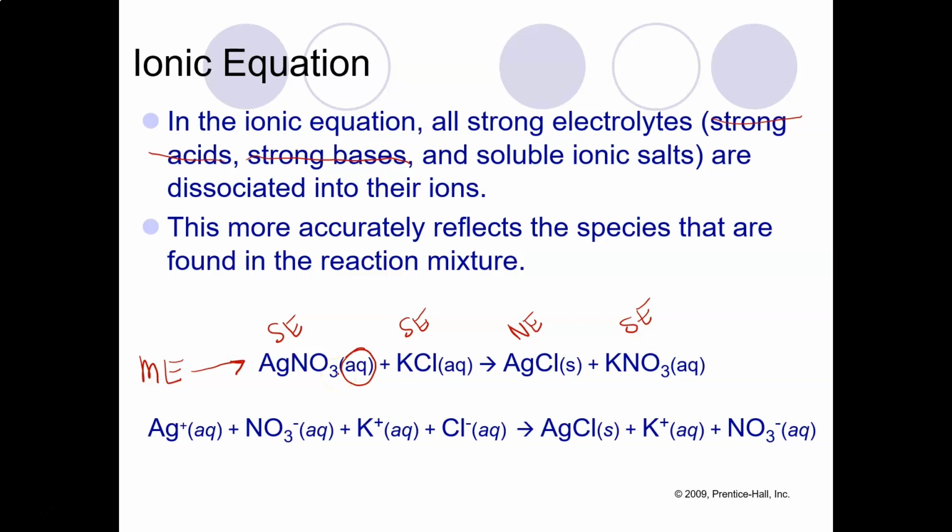So each of its ions needs to become aqueous. Potassium chloride was aqueous, so each of its ions become aqueous. Silver chloride was not a strong electrolyte. It stays exactly as it is. Potassium nitrate was aqueous, so each of its ions are aqueous.